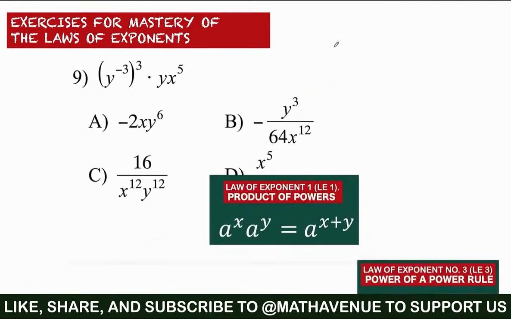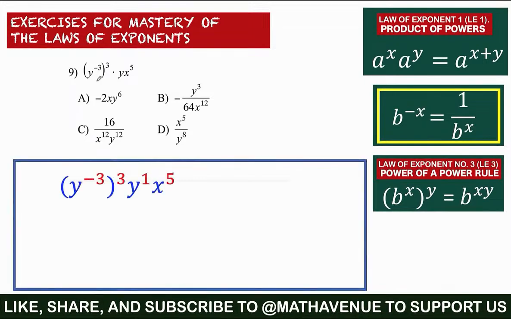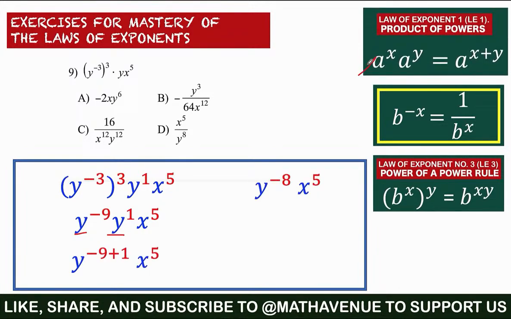Problem number 9. So these are the different laws of exponent that we can apply. So first, let's copy the problem. Then apply law of exponent number 3 to multiply negative 3 times 3. Copy all the rest. Now y and y have the same base. We can apply law of exponent number 1. So that becomes y to the 8. So that becomes y to the negative 8. Now here, we have a negative exponent, which we can rewrite in positive exponent applying this. So what we now have is x to the fifth over y to the 8, which is letter G.